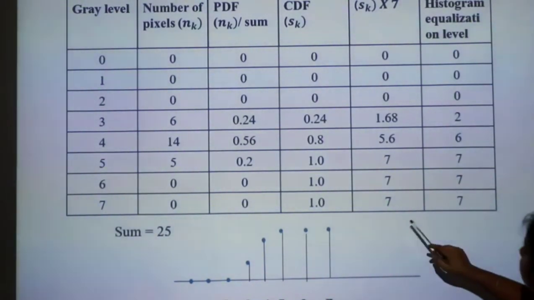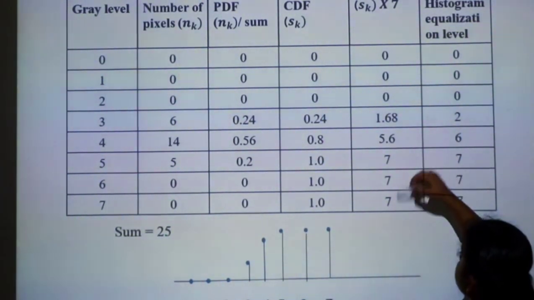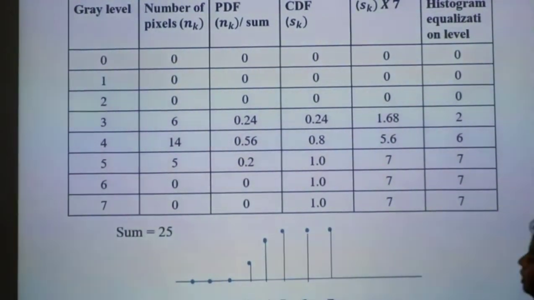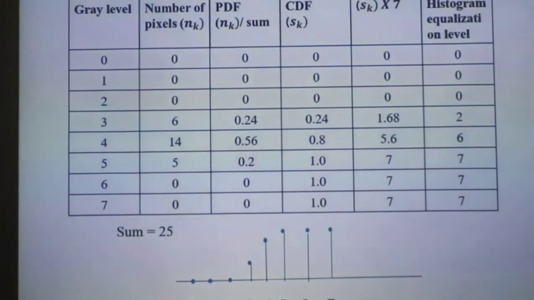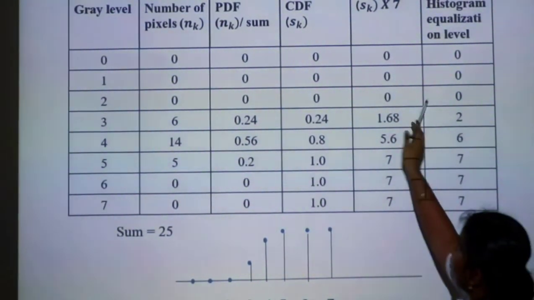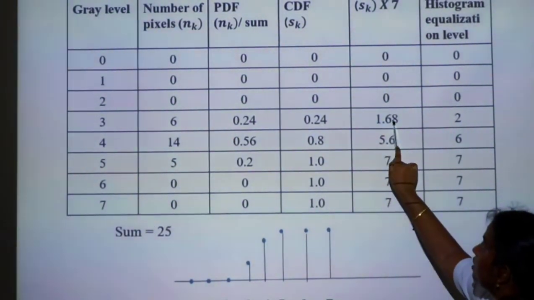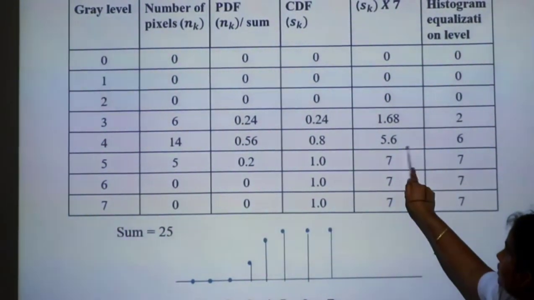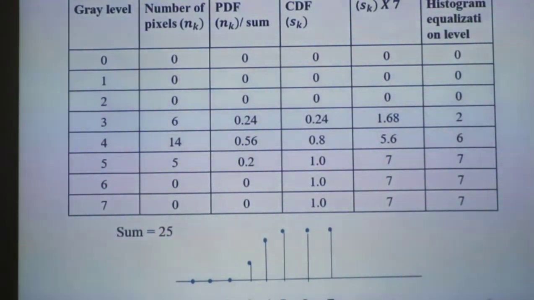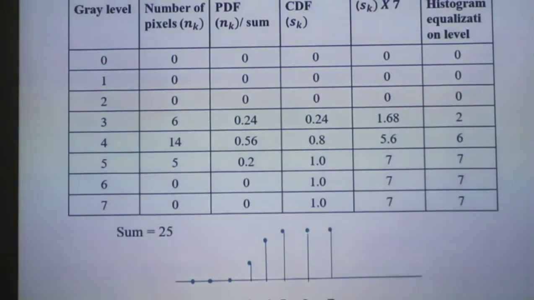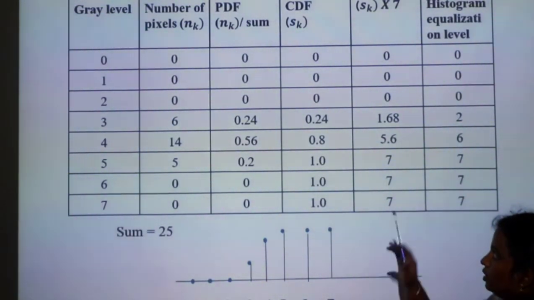Now we have to find the histogram equalized value. Before that, we multiply sk by 7, the maximum gray level, that is, multiply the cumulative distribution function by 7. So 0.24 multiplied by 7 is 1.68, 0.8 into 7 is 5.6, and 1 into 7 is 7. For the histogram equalized level, we round up these values. 1.68 rounds up to 2, and 5.6 rounds up to 6.